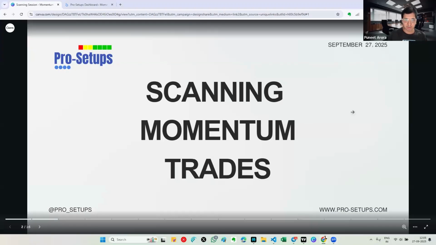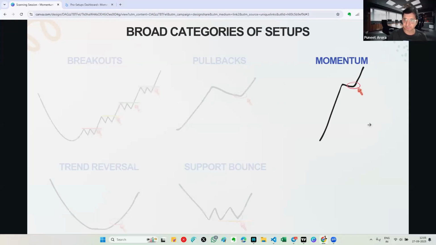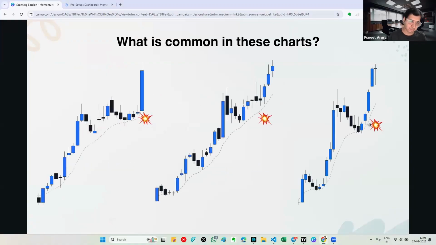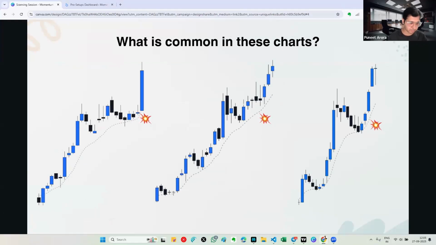So last week we discussed breakouts. This week, we are discussing how to scan for stocks that have momentum. See, what is common in these charts? We have a strong momentum, strong directional price movement, and there's a pause. After the pause, the stock starts to move again.